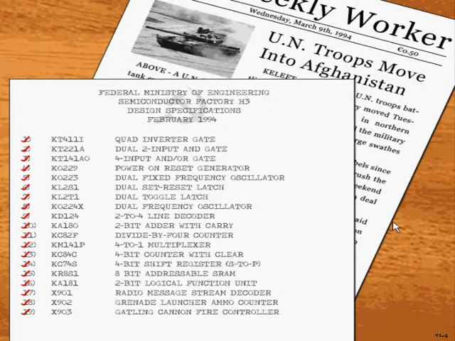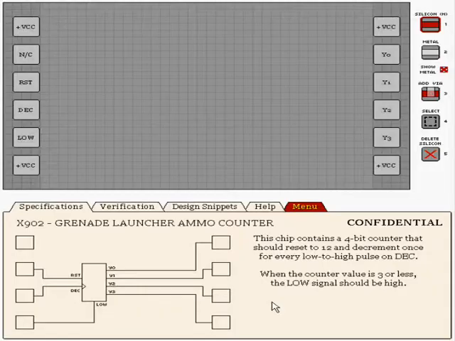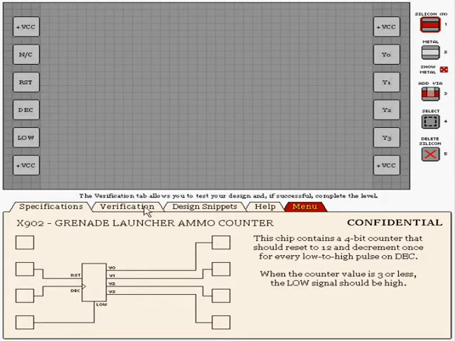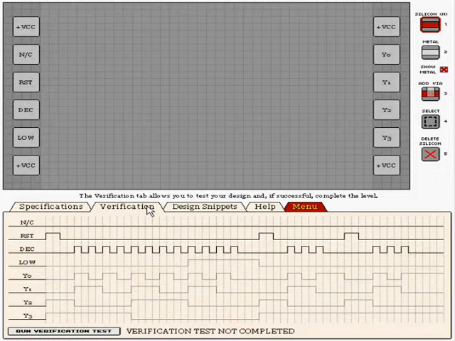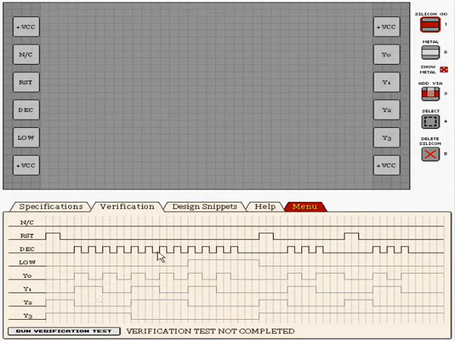This walkthrough will be on the grenade launcher ammo counter. So basically what we've got here is a counter and some other random logic gates. Because it's counting downwards and it's from a non-natural log base 2 number, we've got a tiny bit of a problem, but it's not too much.